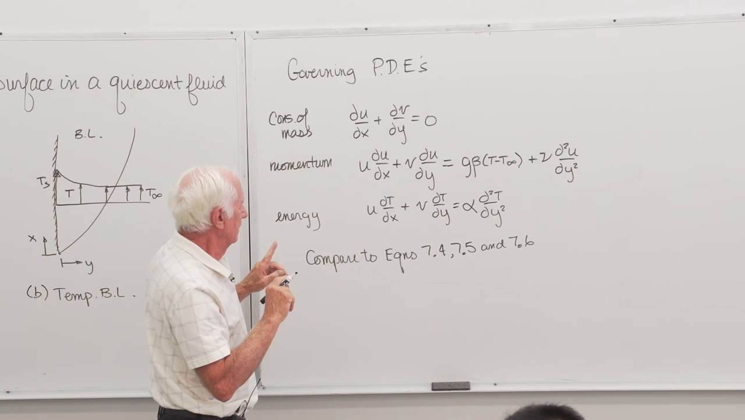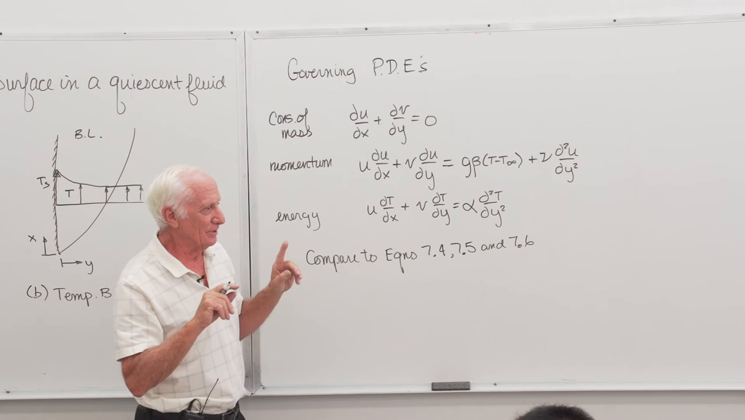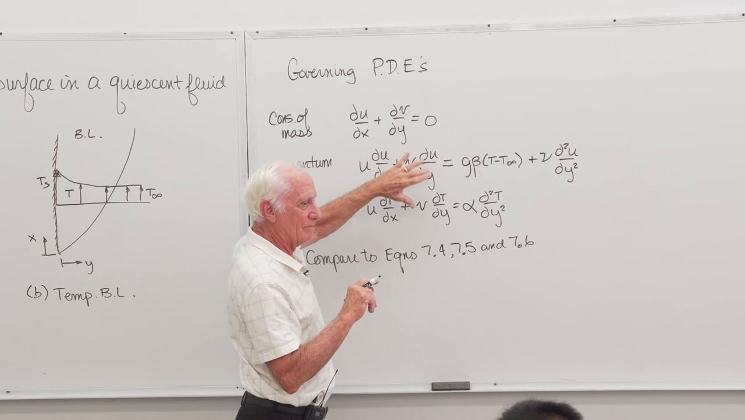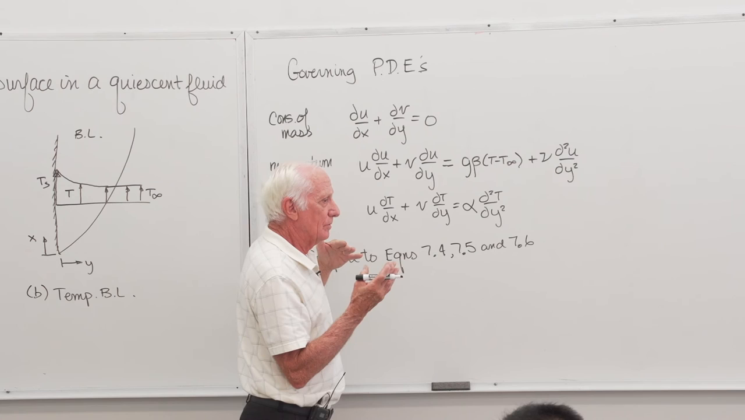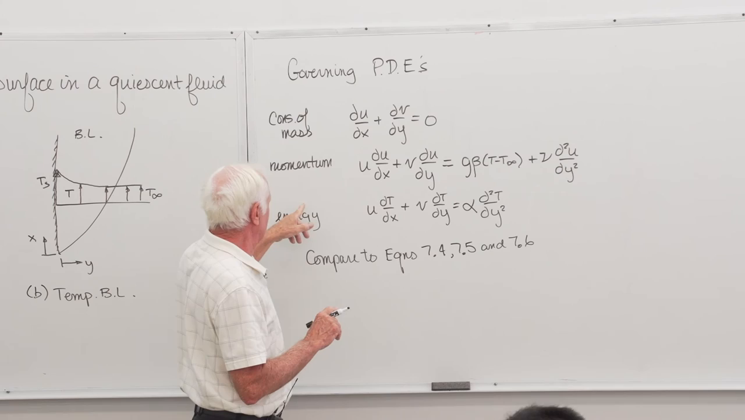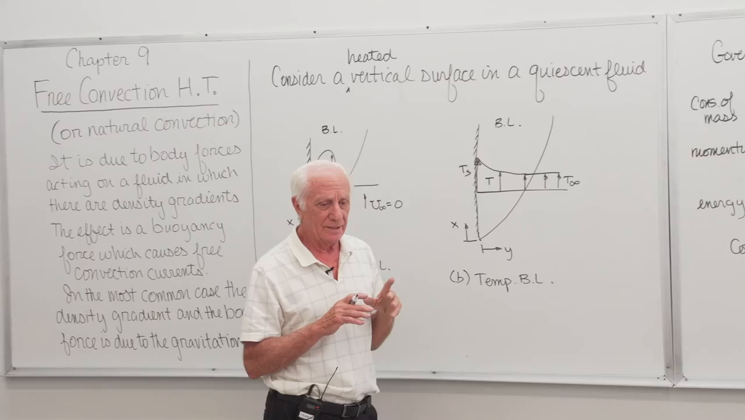But it complicates matters because previously in chapter 7, we could uncouple these equations and solve them each one separately. Now the problem is I see temperature in momentum and I see temperature in energy, and that makes it a lot more difficult. They're called coupled equations. So to solve these is much more difficult because the equations are coupled.